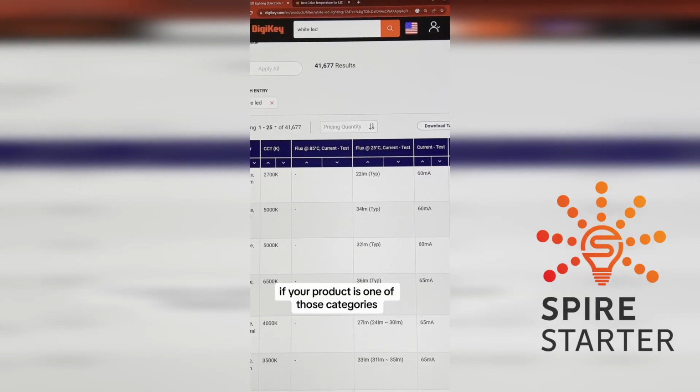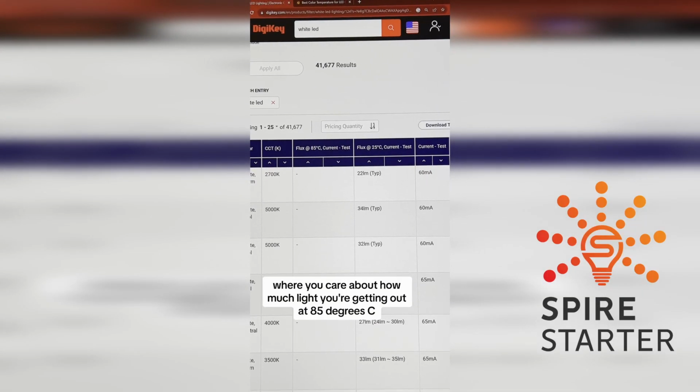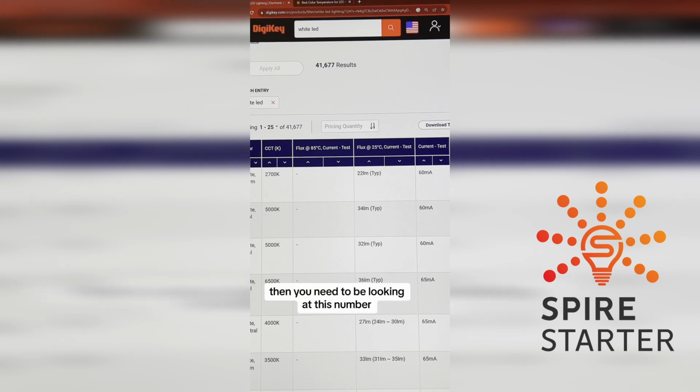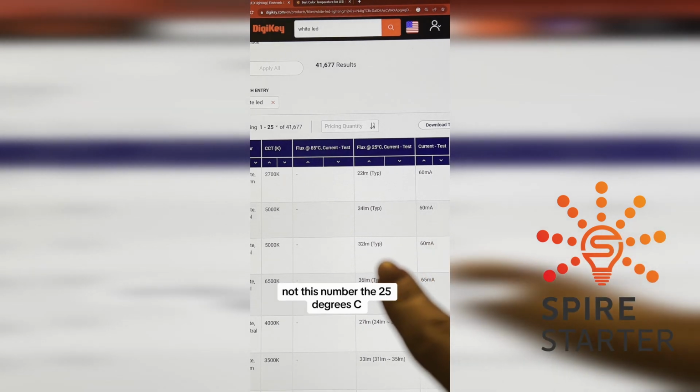If your product is one of those categories where you care about how much light you're getting out at 85 degrees C once it's warmed up, once it's the least amount of light that you're going to get ever out of that product, then you need to be looking at this number for how many lumens you're getting out to start with in your system, not this number, the 25 degrees C.